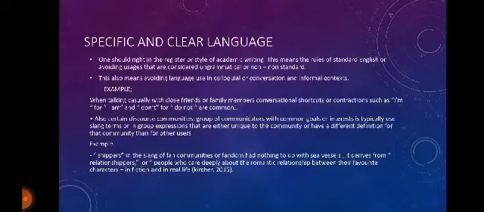Also, certain discourse communities, groups of communicators with common goals or interests, typically use slang terms or in-group expressions that are either unique to the community or have a different definition in the community than for other users. Example: shippers. In the slang of fan communities, or fandom, it has nothing to do with sea vessels. It derives from relationshippers, or people who care deeply about the romantic relationship between their favorite characters in fiction and real life. Teacher, 2015.